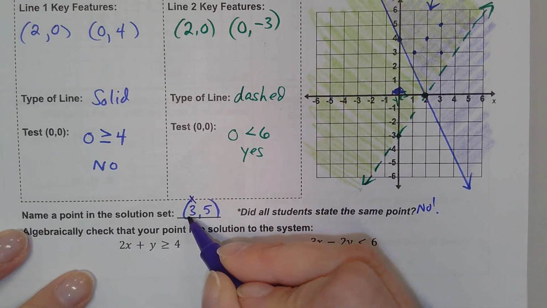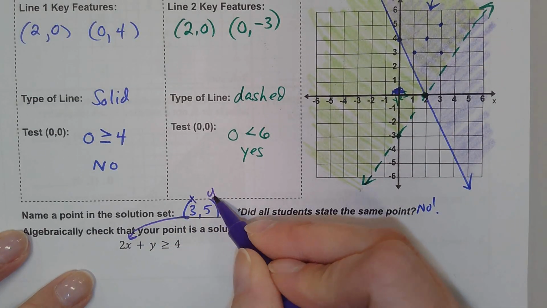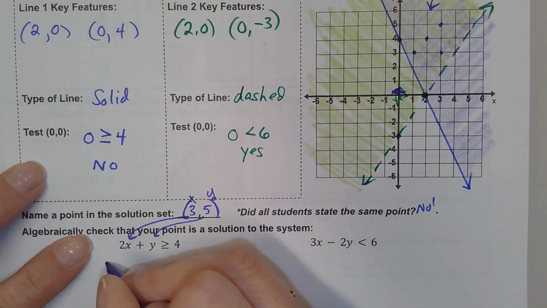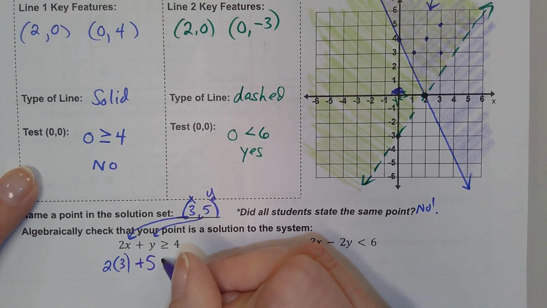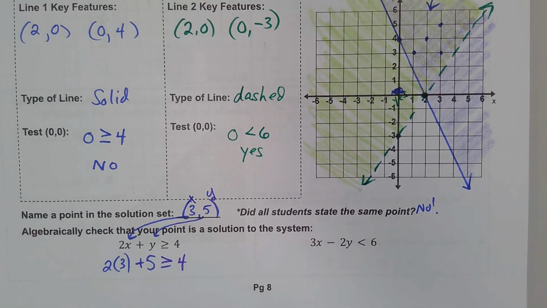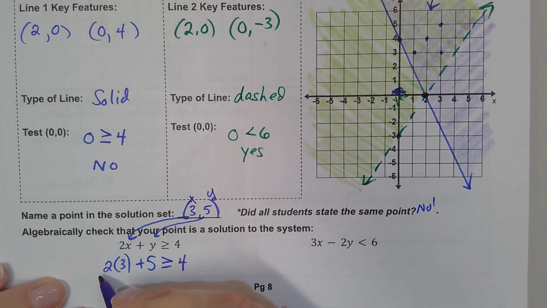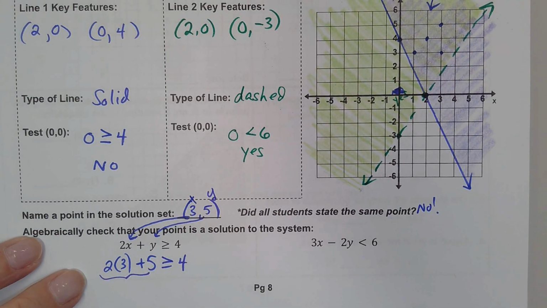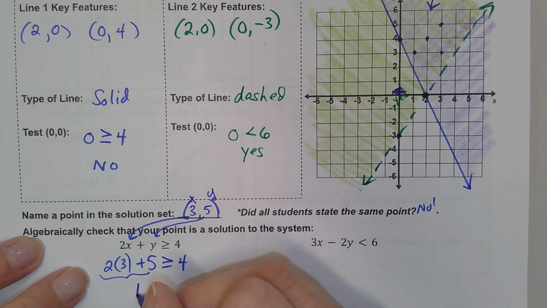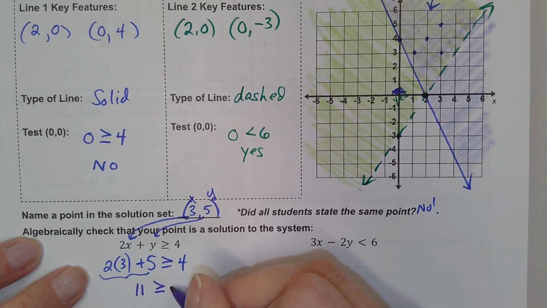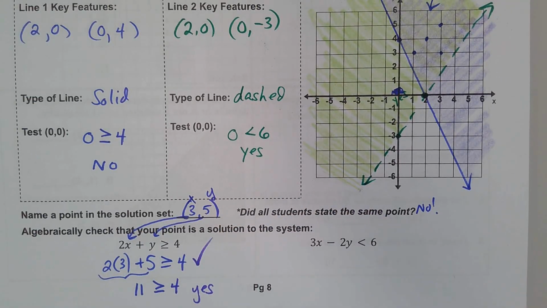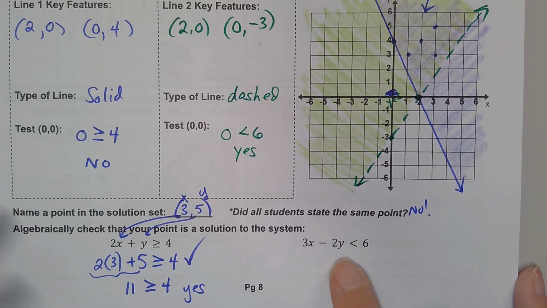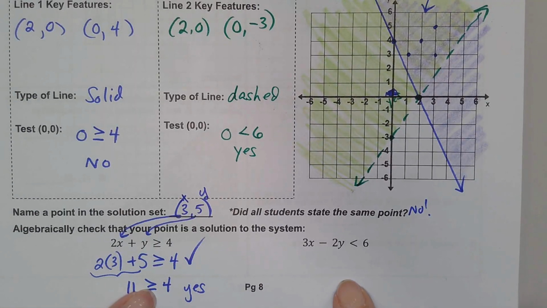Let's put this x number in x and the y number in y. 2 times 3 plus 5. Let's see if that is more than 4. What does this side make? Is 11 more than 4? And the answer is yes, it worked. Do I have to check the second one? And the answer is yes, it has to work for both.